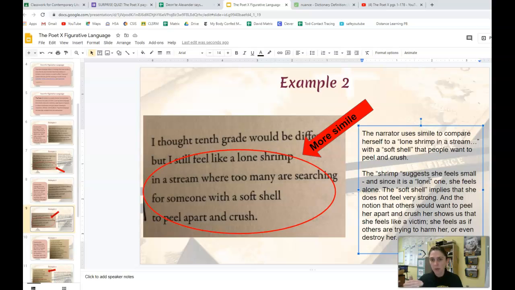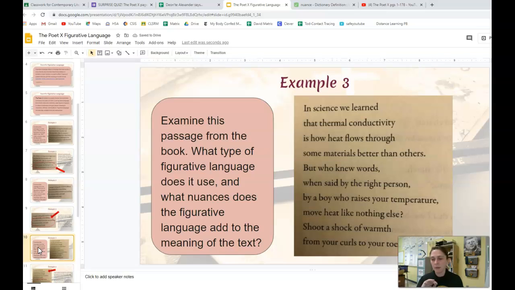Okay? So what I want you to do is not just be able to tell me, oh, well, hey, that's a simile. I want you to really think about what does that imply about her and how she feels about herself. Okay? And as I'm going through making the screencast for you, I'm noticing all of my typos. Okay. So, third example, and then I'm going to give you an assignment, let you roll with it.